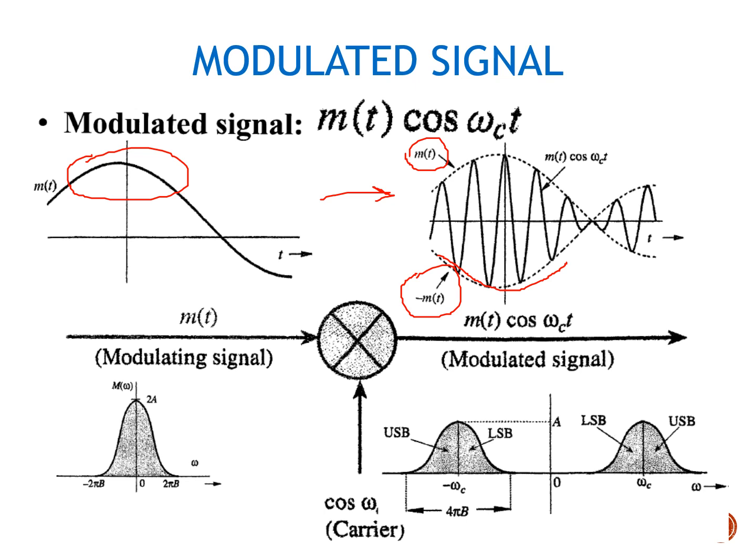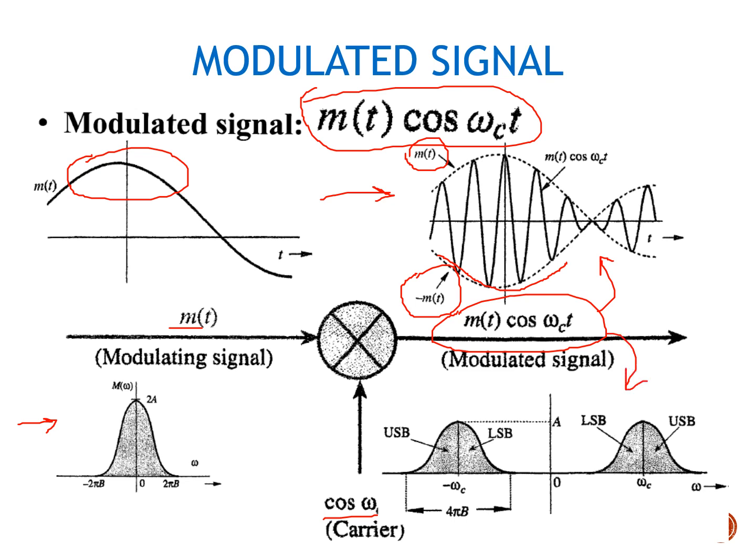So the block diagram looks something like this. This is the spectrum of the baseband signal, the modulating signal m(t). We multiply these two signals, so this is the product that we get, m(t) multiplied by the carrier cos omega c t. The output is m(t) cos omega c t, which in the time domain looks like this, and in the frequency domain it looks like this. What happens here in the frequency domain is that we have a low pass signal.